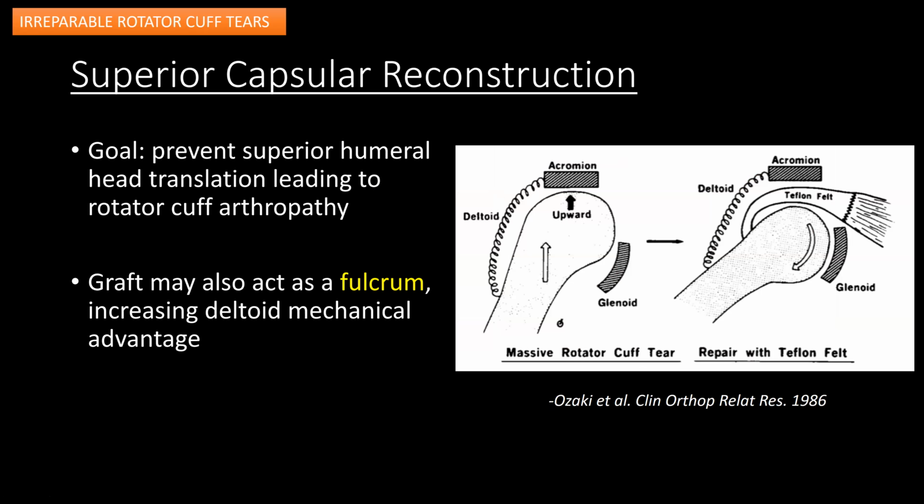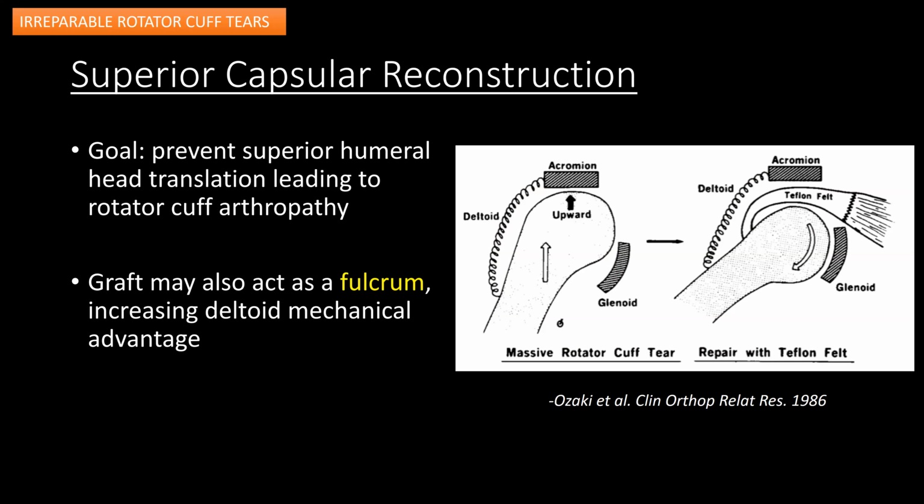So the goal of the superior capsular reconstruction is to prevent superior humeral head translation leading to rotator cuff arthropathy by reconstructing the superior capsule, the superior aspect of the glenohumeral joint capsule. So it should function as a superior capsule. And I emphasize that because I will show you some examples where the graft is still kind of intact, but is not acting as a superior capsule.